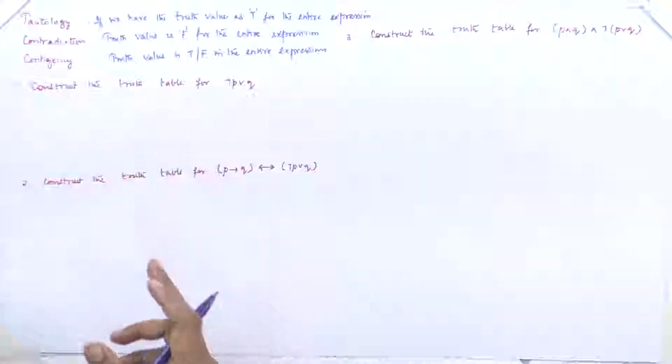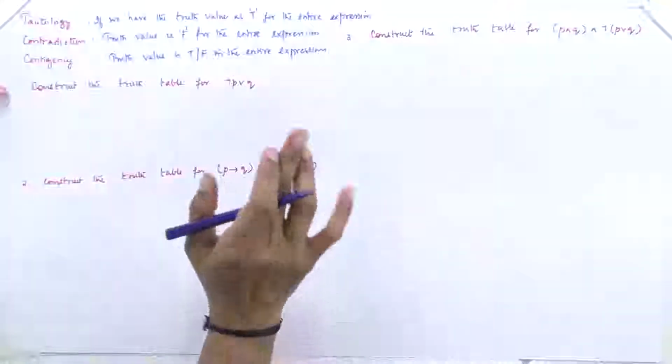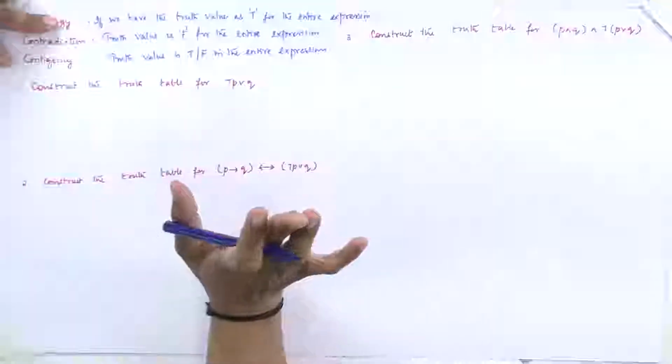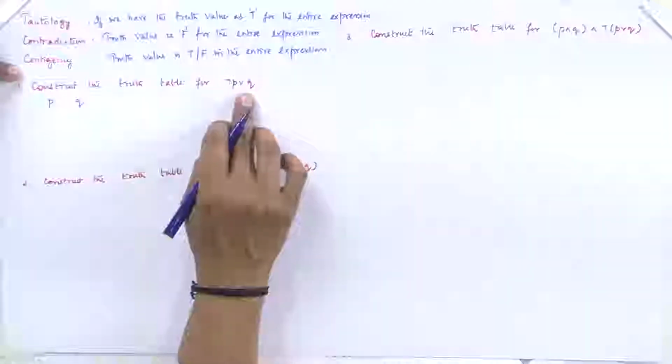So, now let us look into the examples. Construct the truth table for this statement. Whatever statement is given to us, even before we go for construction of the truth table, we will have to see how many variables there are in the statement. So, how many variables are here? There are only 2 variables. List down those variables. So, I have got P and Q. P and Q are the 2 variables I have got.